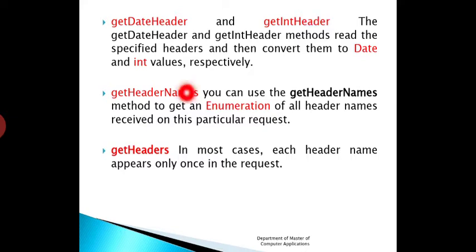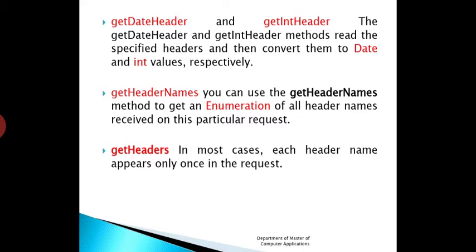getHeaderNames: you can use the getHeaderNames method to get the enumeration of all the header names on some particular request you'll be receiving. And lastly there is getHeader. In most cases, each header name appears only once in the request. So this is all about the request which you are reading from the servlet. Remember, getHeader is a general purpose way to read the incoming headers.